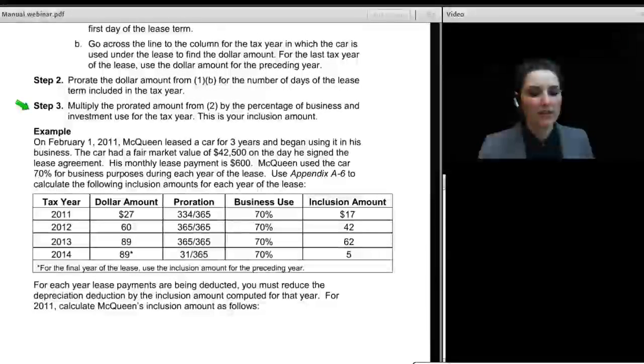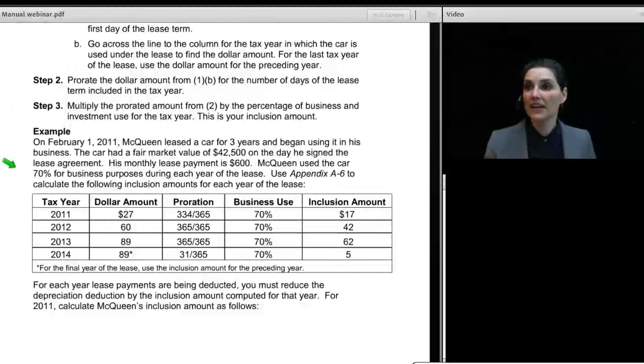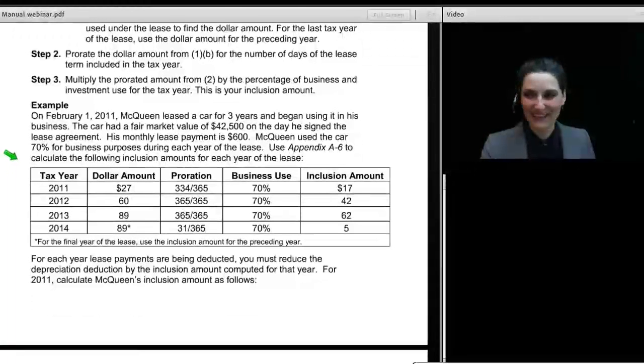And in step 3, multiply the prorated amount by the percentage of business and investment use for the year. This will give you your inclusion amount. Okay, all of this to get a number. What am I going to do with that number? We'll see. Here's an example.